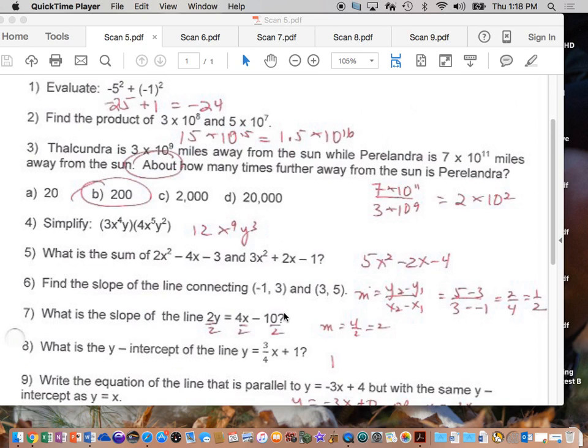Why don't you guys look at numbers 1 through 8, see how your answers are, and then I will answer any questions that you want me to answer about numbers 1 through 8.